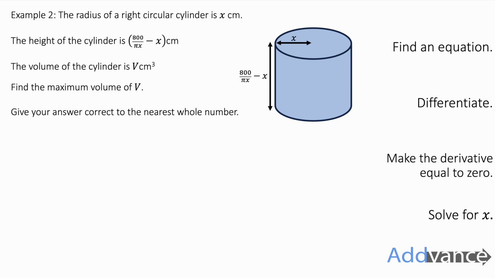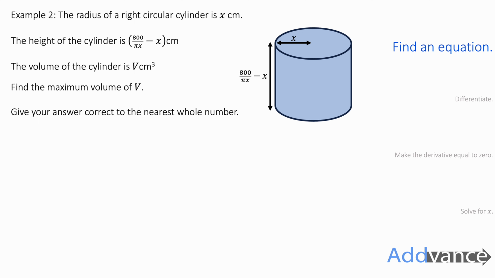And this is the cylinder in question. We're just going to draw a quick sketch so we have a really clear idea of what we're talking about. We now need to find the equation for V. And so V will be given by pi times the radius squared times height. That is the equation for the volume of a cylinder. The radius will be x and the height will be 800 over pi x minus x. We can substitute those values in like this.